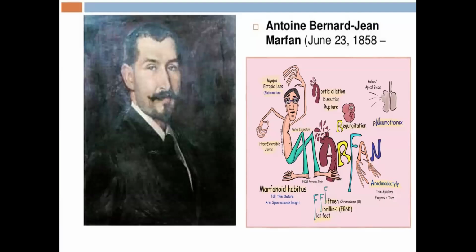Marfan syndrome affects the fibrillin. Remember, this was described by Antoine Bernard Jean Marfan, a French pediatrician. It is characterized by ectopia lentis, aortic dilatation or dissection, mitral regurgitation, and marfanoid habitus. It's usually related to chromosome number 15, affecting the fibrillin. Patients might have spontaneous pneumothorax and arachnodactyly.